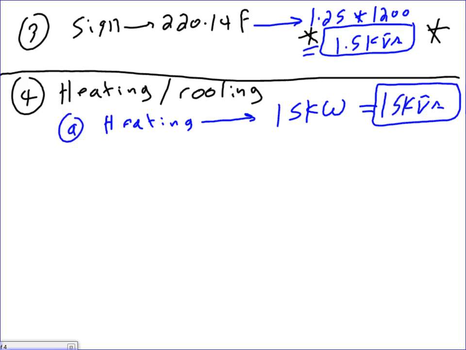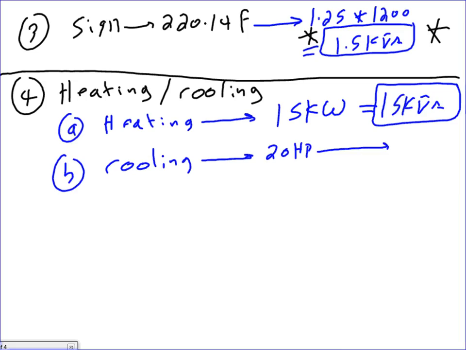Let's do the cooling. A, B, cooling. For the cooling, guys, what do I have? How many horsepower do I have? I have 20 horsepower. I need to take it to Table 430.250. What's the voltage? At 208 volts, it's 59.4 amps. So the motor, 20 horsepower, yep, 59.4.